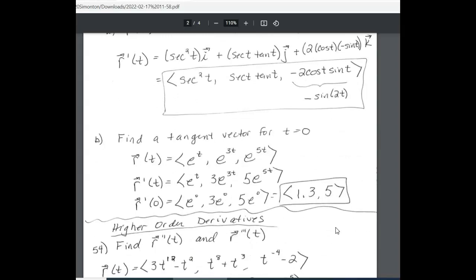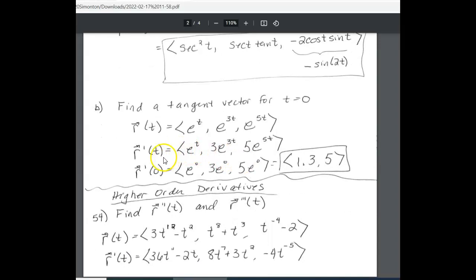All right, part B, find the tangent vector for t equals 0 for this function. Same thing, tangent vector means derivative. You're just going to plug in a value of t when you're done. So this gives us r of t is e to the t, e to the 3t, e to the 5t. So r prime, derivative of e to the t is e to the t, derivative of e to the 3t, e to the 3t times 3, and for e to the 5t, e to the 5t times 5. So if it just said find the tangent vector, that would be it. But it wants you to find it for t equals 0, so now we're just going to plug in 0 for t. So e to the 0, 3e to the 0, 5e to the 0 would be 1, 3, 5. Still a vector, but it's just been evaluated.